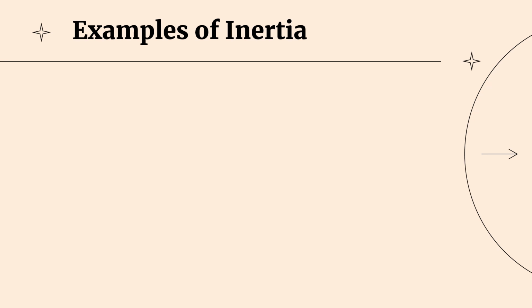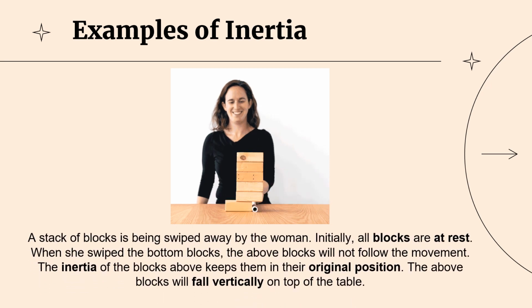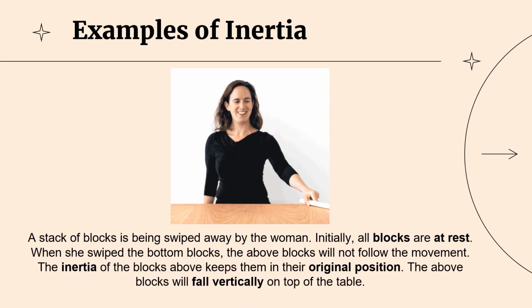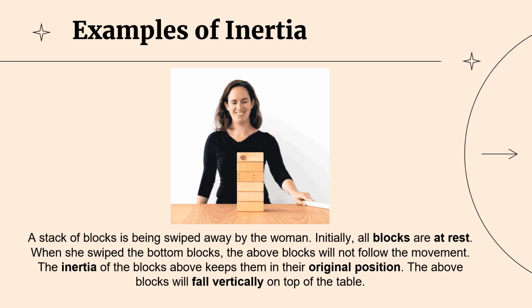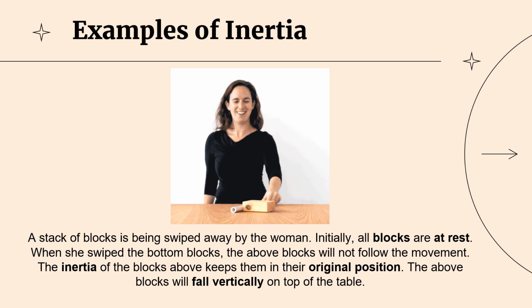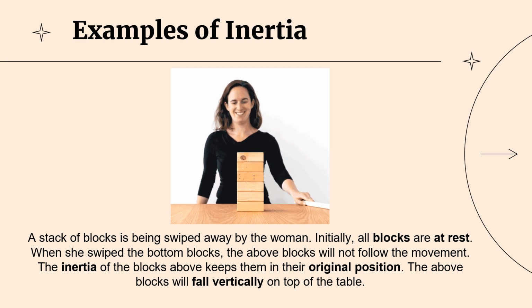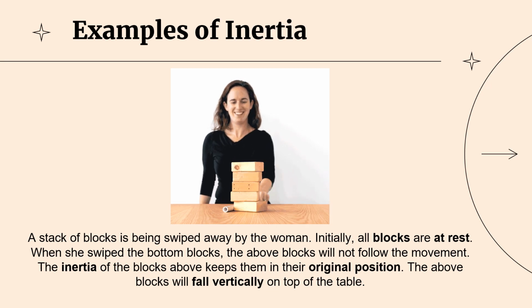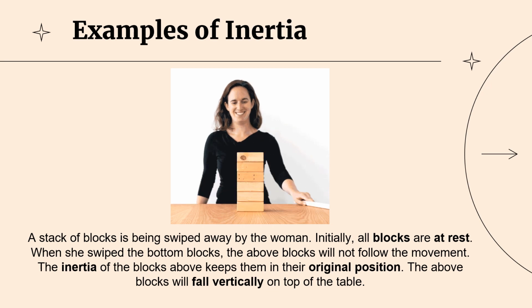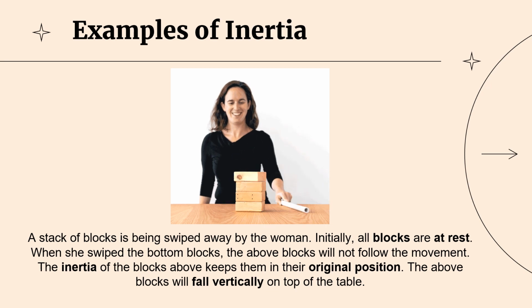Move on to the next example. A stack of blocks is being swiped away by the woman. Initially, all blocks are at rest. When she swipes the bottom blocks, the blocks above will not follow the movement. The inertia of the blocks above keeps them in their original position. The blocks above will fall vertically on top of the table.